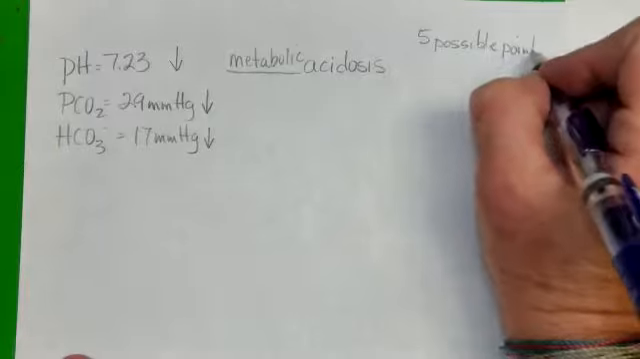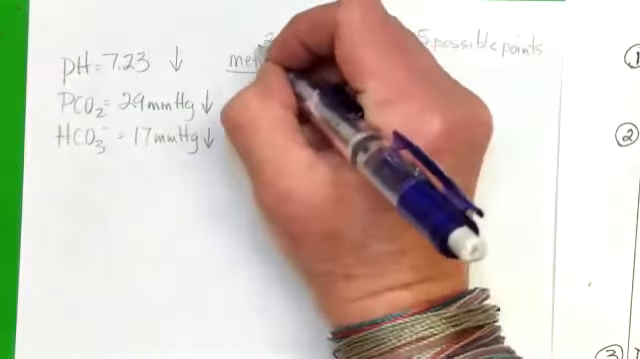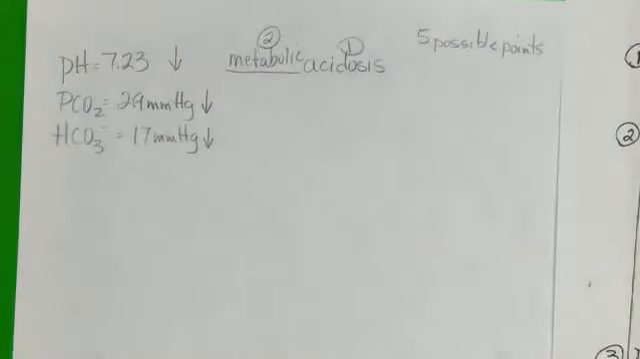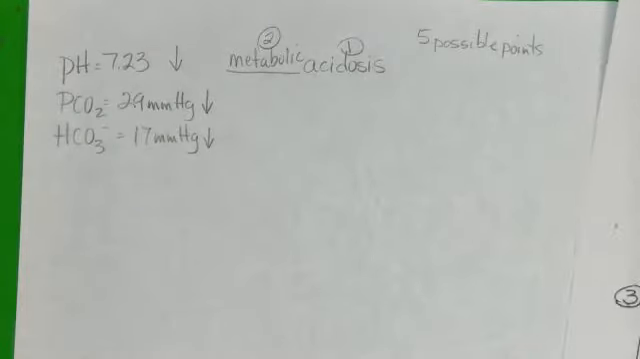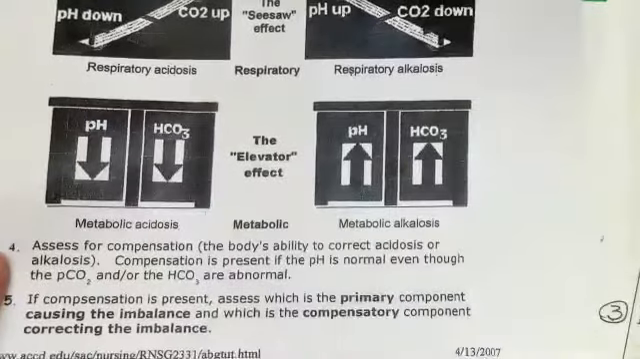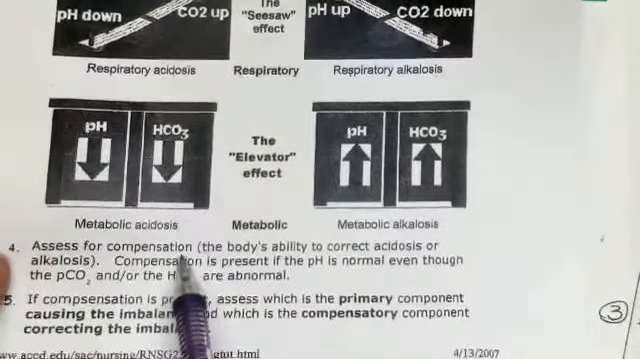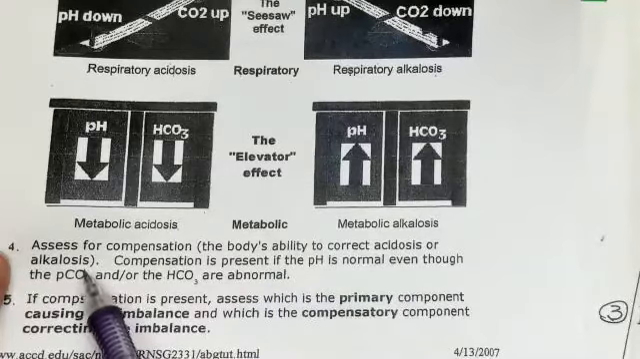Okay, here is one telling me which acid-base imbalance it is. The second one is which type of acid-base imbalance. So that's metabolic. Okay, so now I have two more things that I'm trying to figure out. So it says, after I figure out the cause, then down here, it says assess for compensation, the body's ability to correct acidosis or alkalosis.